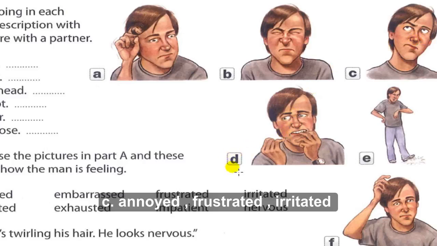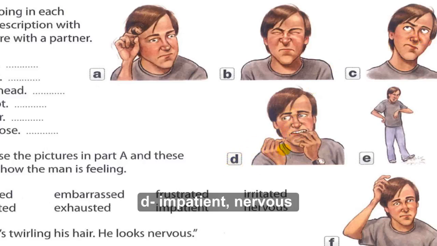This is number D, picture D. In picture number D, he's biting his nails. Biting. Maybe he's impatient. Maybe he's nervous.